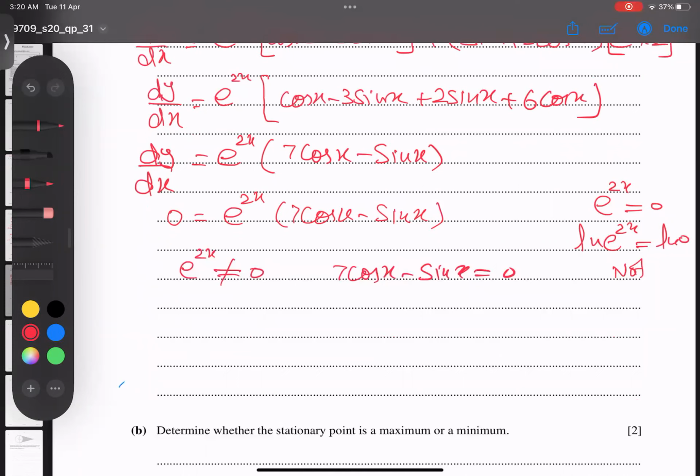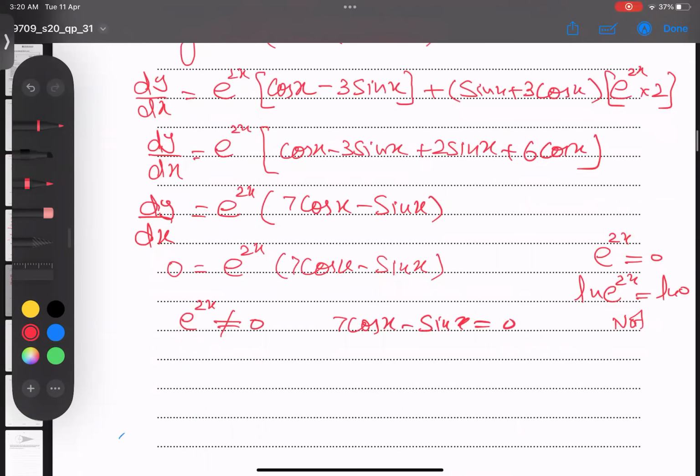And here, the sine goes there, and cos divides. So I get 7 cos x equals sine x, cos divides, and it becomes tan. So tan x equals 7.